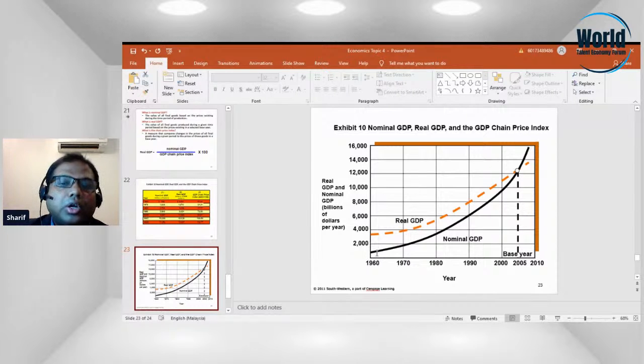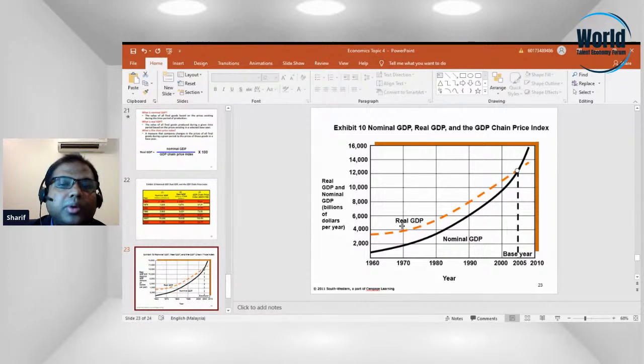If we want to focus on those particular points, we find real GDP and nominal GDP in billions of dollars, by year. In 1960, it's less than 2000. In the 1970s, nominal GDP was around 2000. In the 1980s, it's less than 4000. In 1990, it is around 6000. In the 2000s it goes around 10,000, and in 2005 it was around 12,000, and this is the base year.